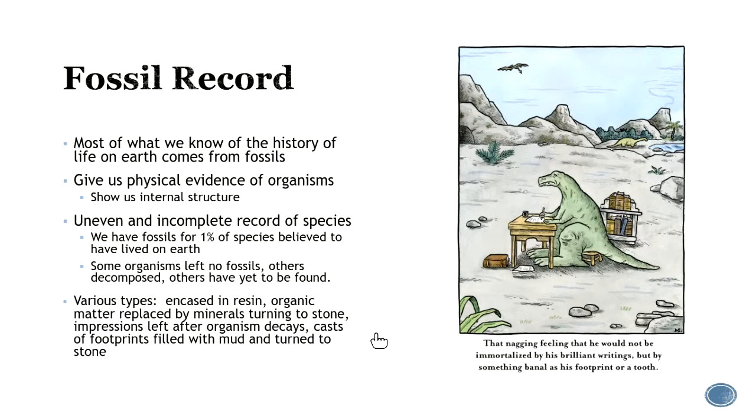As I mentioned, we only have the fossils for about 1% of all species believed to live on Earth that we possibly have identified. There's so much that's probably come and died off before we even identified or seen them, and maybe we'll actually discover them later on. Now, depending on the type of organism, they might not leave fossils because they probably decompose pretty rapidly. There's different types. We can have them where they're encased in resin, so you think of the mosquito in Jurassic Park. It could be where the organic material or the matter is replaced by minerals and turned to bone.